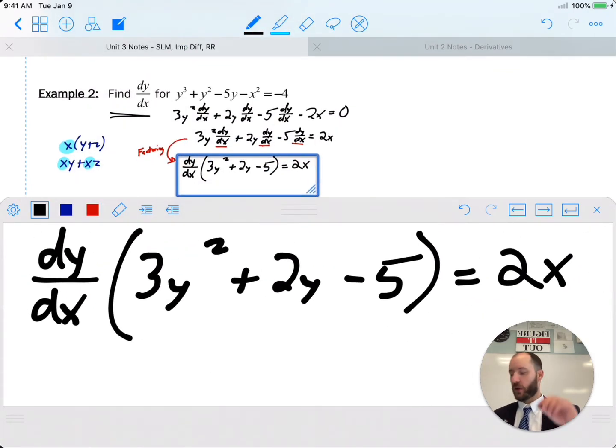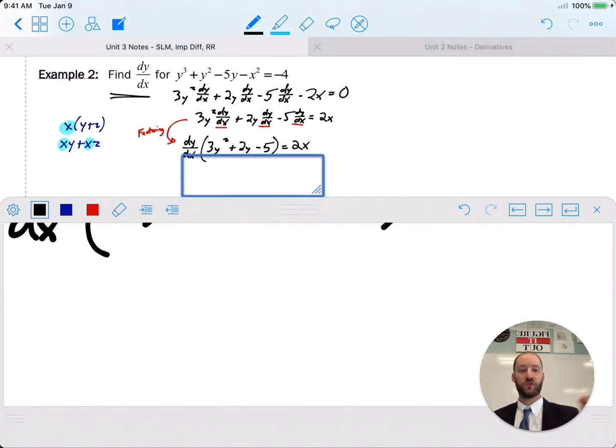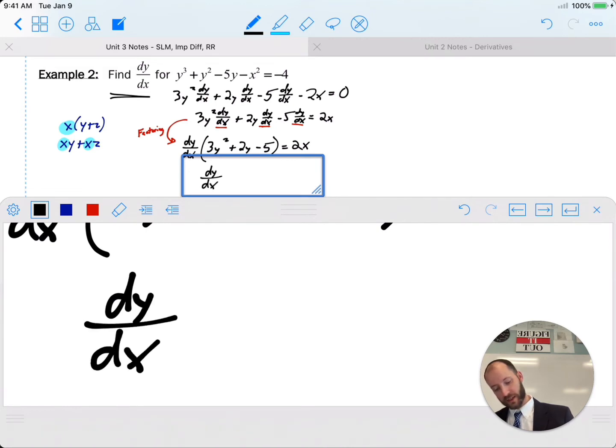So now you have dy dx by itself, factored out. Now let's get it truly, completely by itself. You get leftovers in parentheses, divide those over.